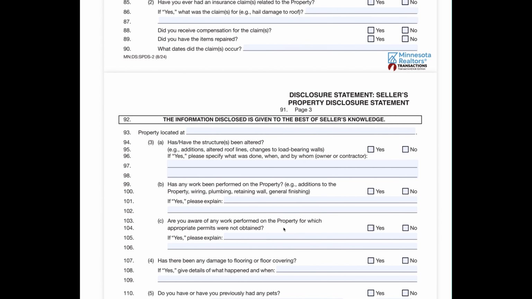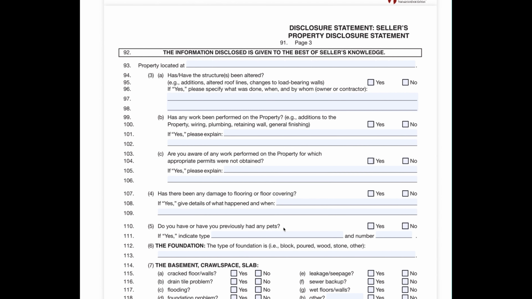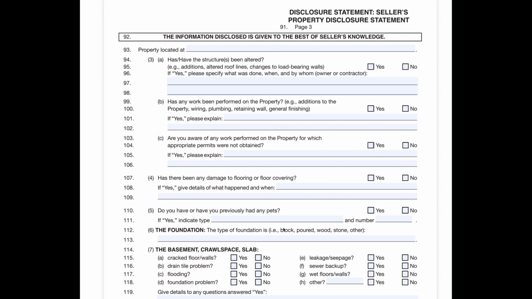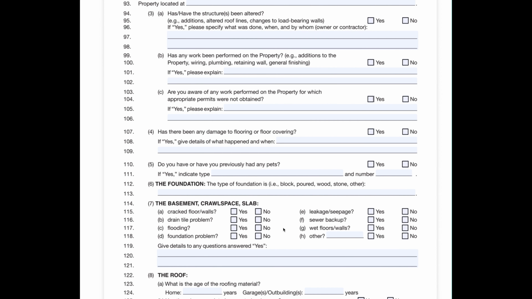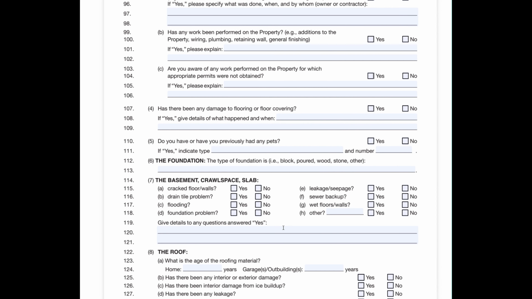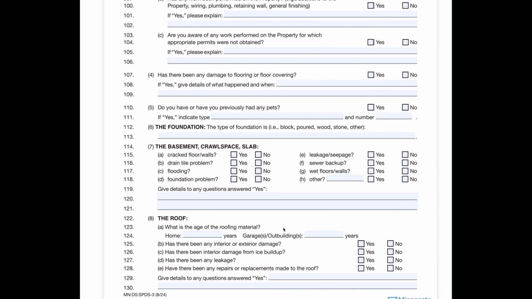Have you done building? Have you changed the building? Have you changed the wiring or plumbing? Did you pull permits where required? Has there been damage to flooring or floor covering? Do you have any pets? How many? Right? So we're getting to a really good position where they've asked a lot of these questions about the condition of the property, and you're getting a general idea what's happened and what's been the result, right?